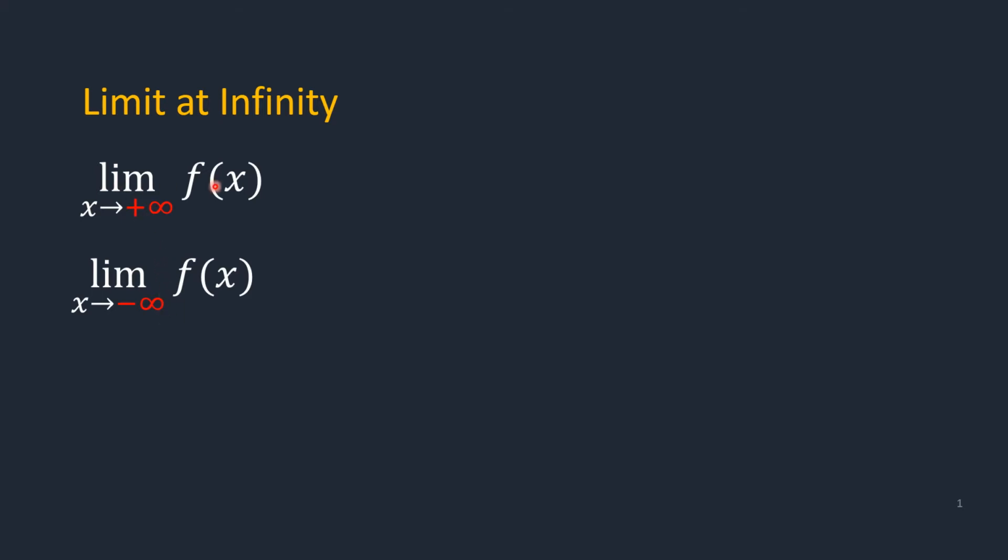In limit f(x) as x approaches positive infinity, x takes positive values no matter how large, and we write x approaches positive infinity. In limit f(x) as x approaches negative infinity, x takes negative values no matter how small, and we say that x approaches negative infinity. Let us understand all this in details.